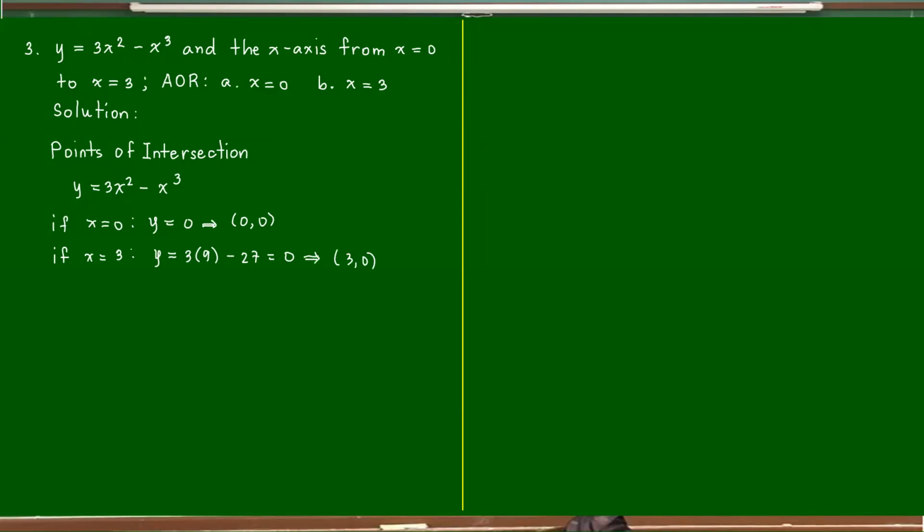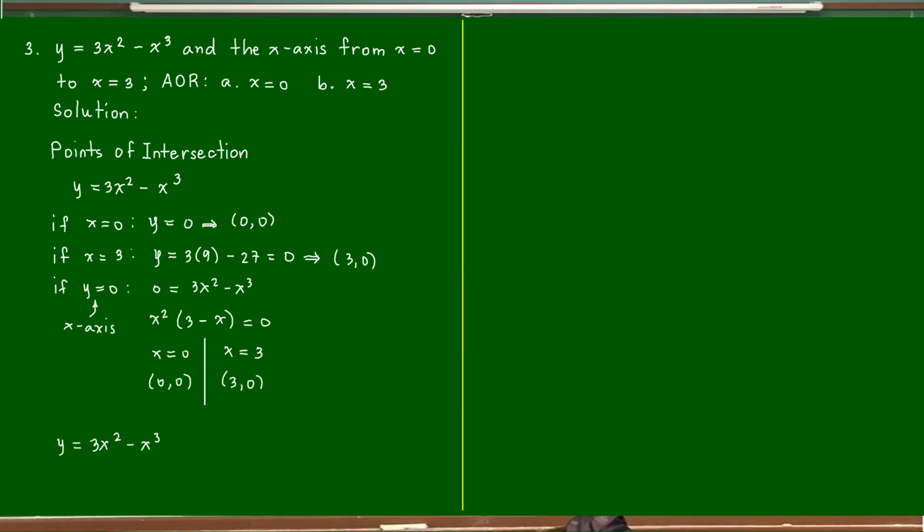So getting 3, 0. If y equals 0, that is the x-axis. So getting 0 equals 3x squared minus x cubed. Factoring 3x squared minus x cubed, we get x squared times 3 minus x. The roots are x equals 0 and x equals 3. When x is 0, we get 0, 0. When x is 3, we have 3, 0. Okay? So let's discuss a little 3x squared minus x cubed, which is equal to y.